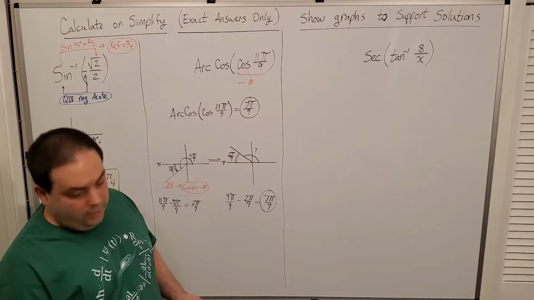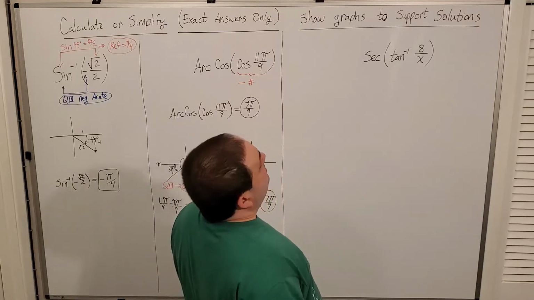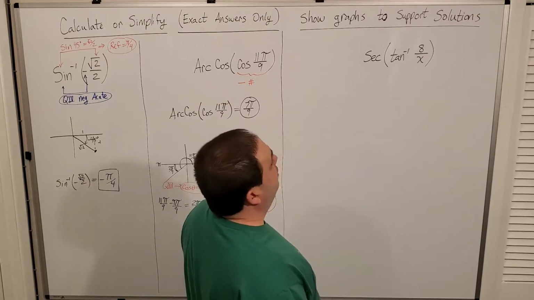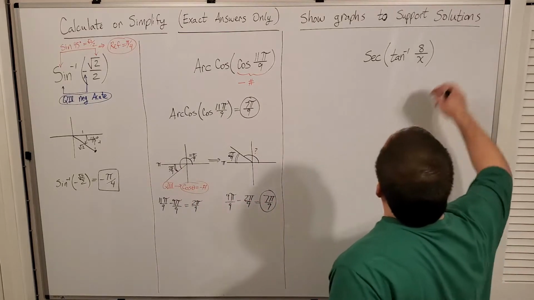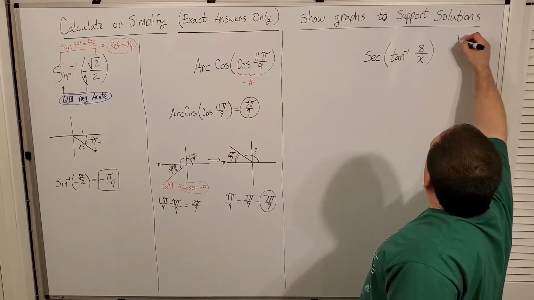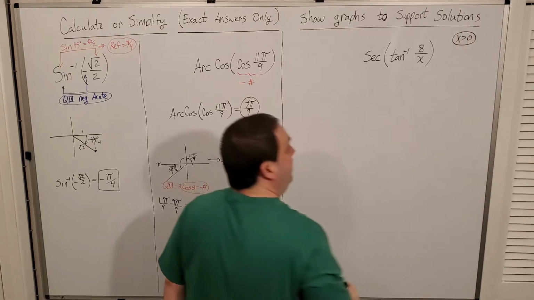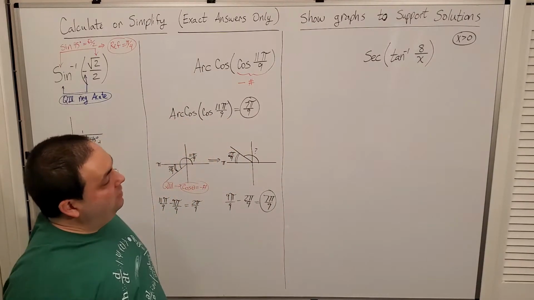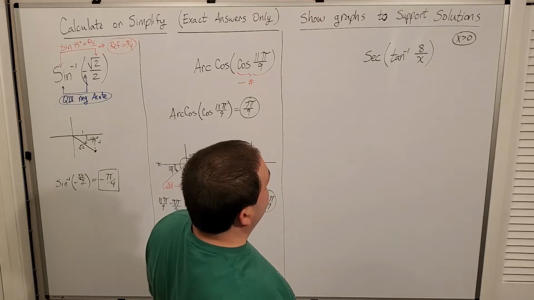Okay, last one here. I'm going to be doing the secant of the inverse tangent of 8 over x. And by the way, for most of these, what they tell you is that x is a positive number. I don't actually need to qualify that on this one, but I'm going to do it for the sake of argument here.